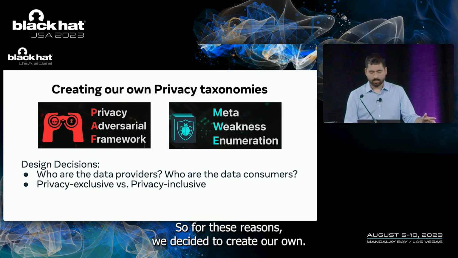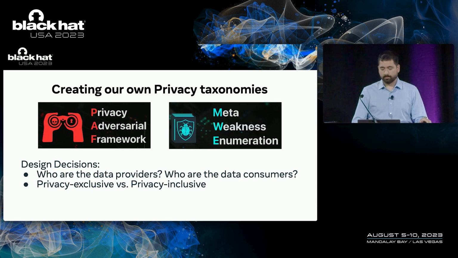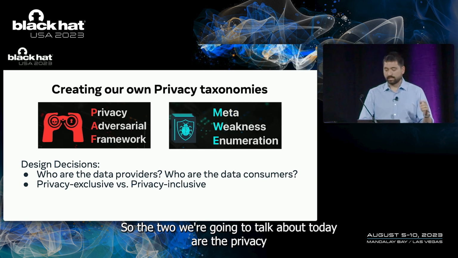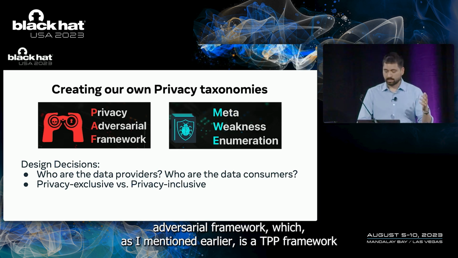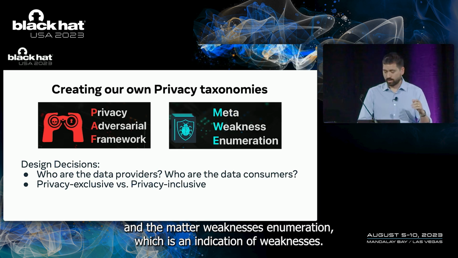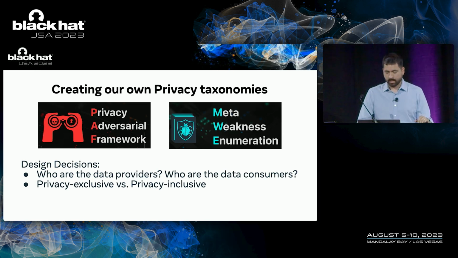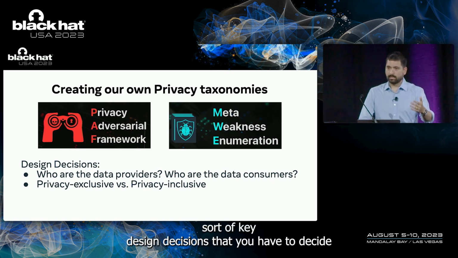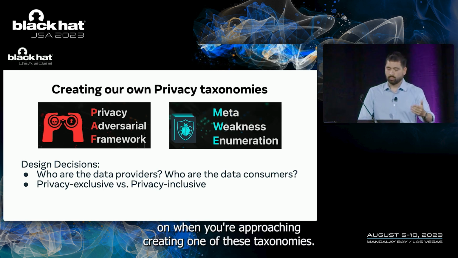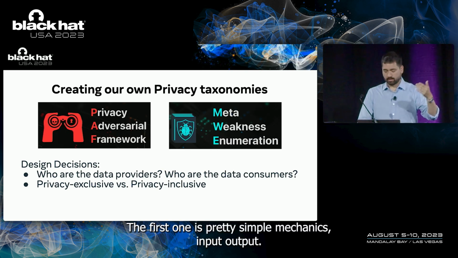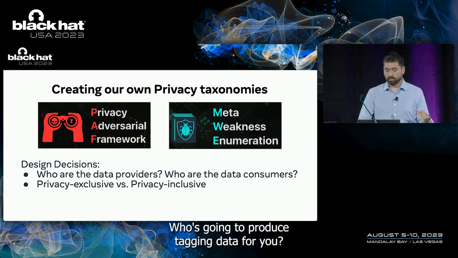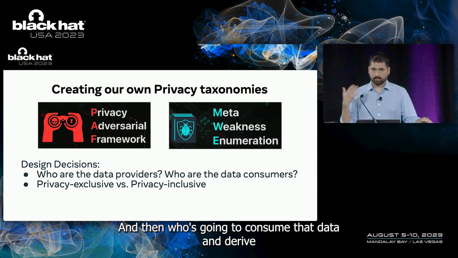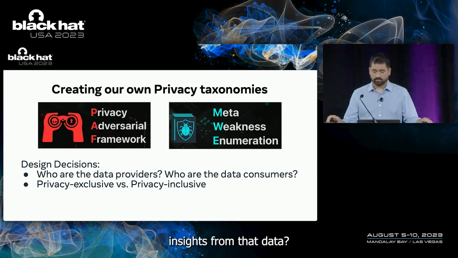So for these reasons, we decided to create our own. The two we're going to talk about today are the Privacy Adversarial Framework, which as I mentioned earlier is the TTP framework, and the Meta Weaknesses Enumeration, which is an enumeration of weaknesses. And what I want to harp on in this talk is key design decisions that you have to decide on when you're approaching creating one of these taxonomies. The first one is pretty simple mechanics, input-output, right? Who's going to produce tagging data for you, and then who's going to consume that data and derive insights from that data.